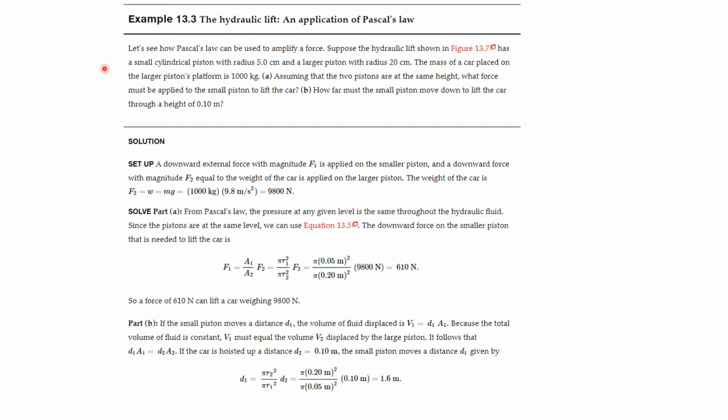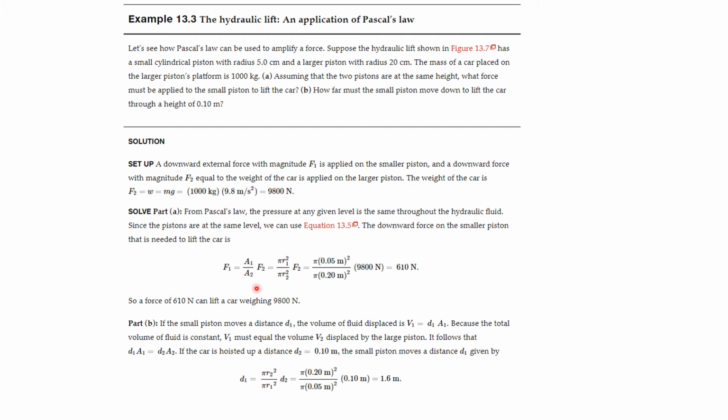Okay, let's see how Pascal's law can be used to amplify a force. So suppose the hydraulic lift, the one we looked at in the previous picture, has a cylindrical piston with radius 5 centimeters, and the large piston on the other end has a radius of 20 centimeters. The mass of the car placed on the larger piston is 1,000 kilograms. Assuming the two pistons are the same height, what force must be applied to the small piston to lift the car? And how far must the small piston move to lift the car through a height of 1/10 of a meter?